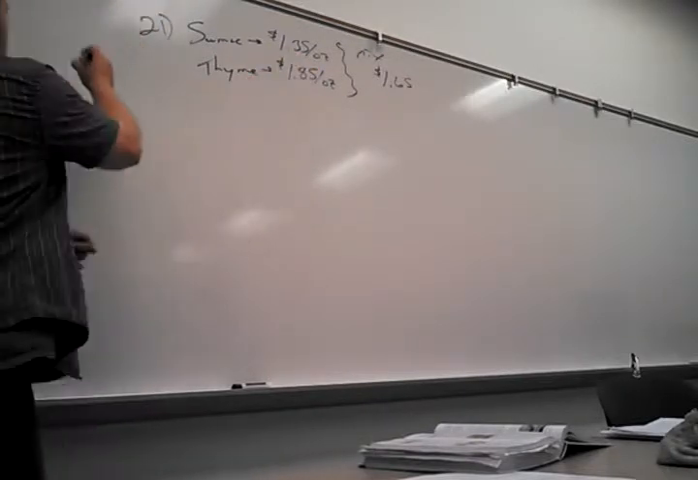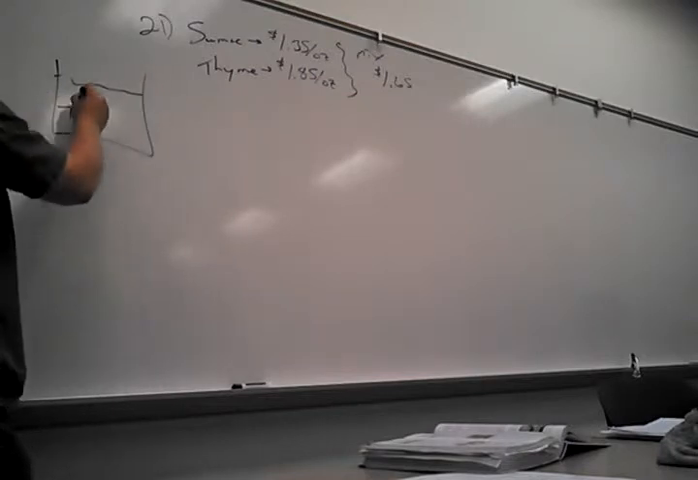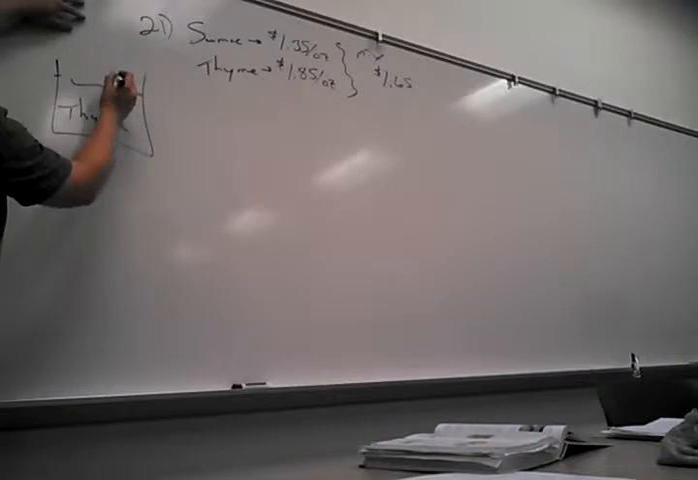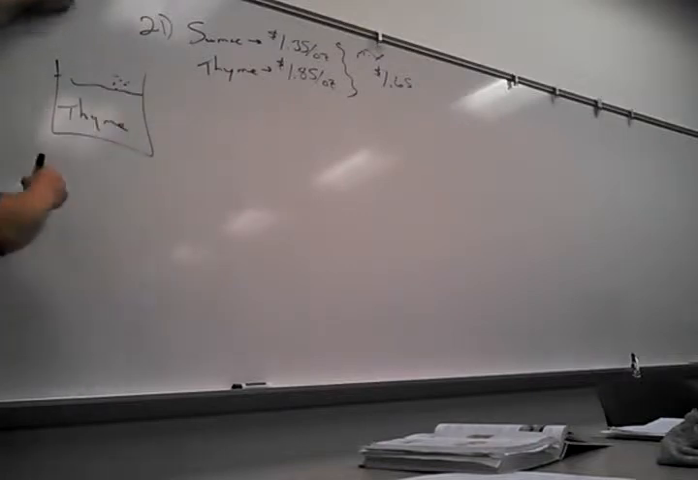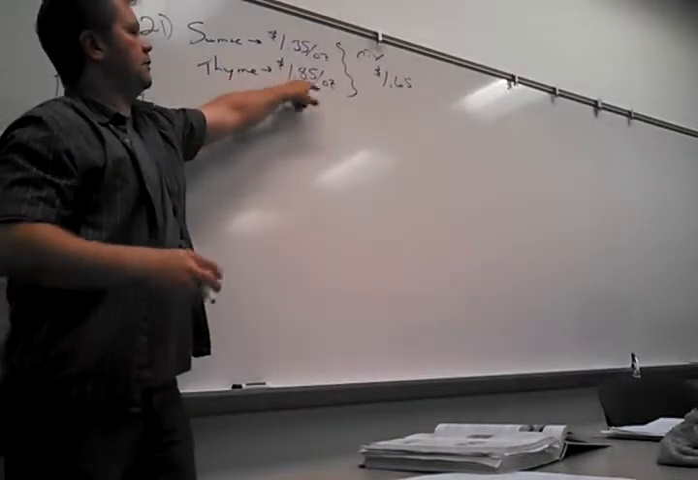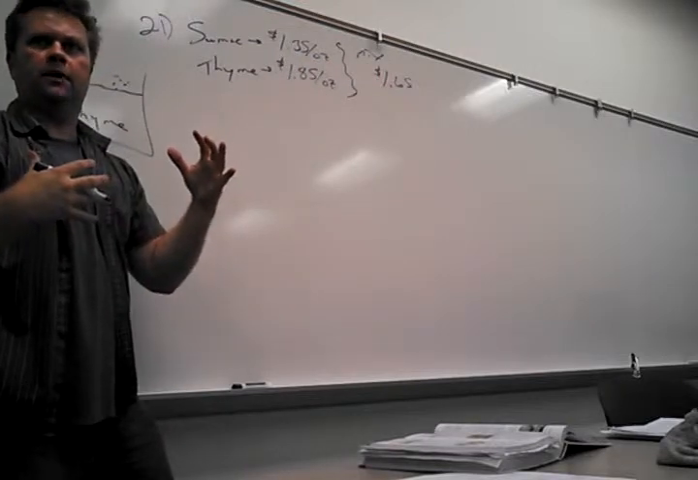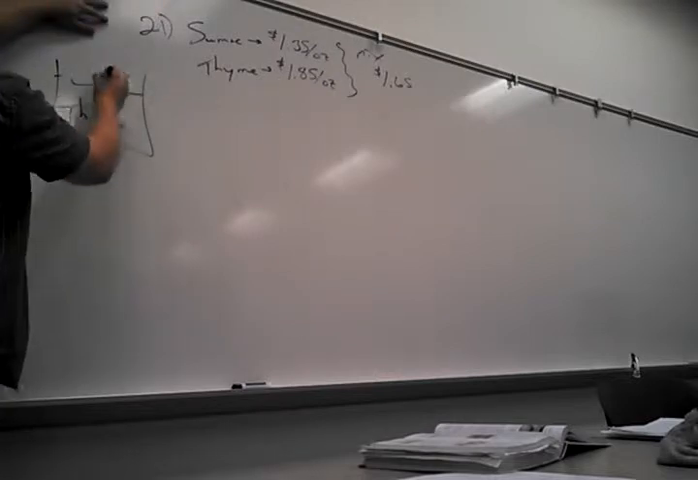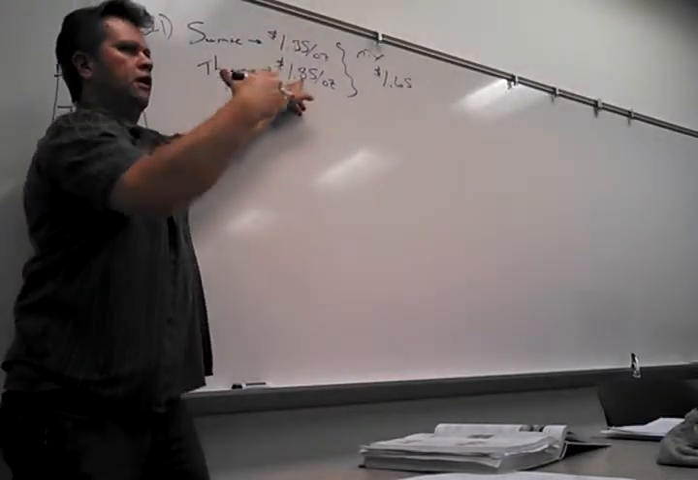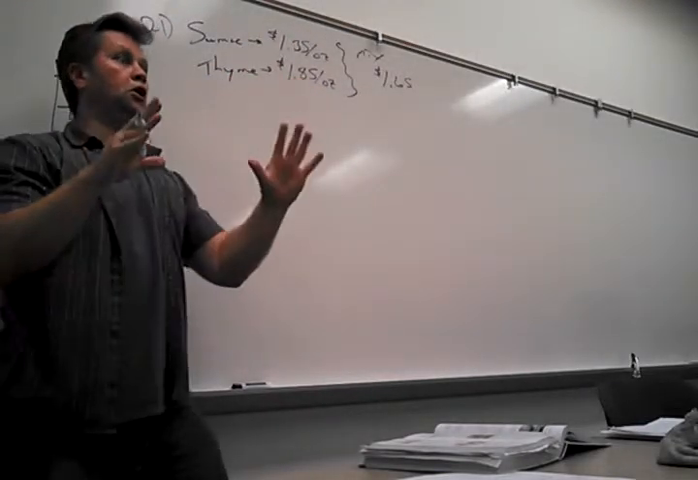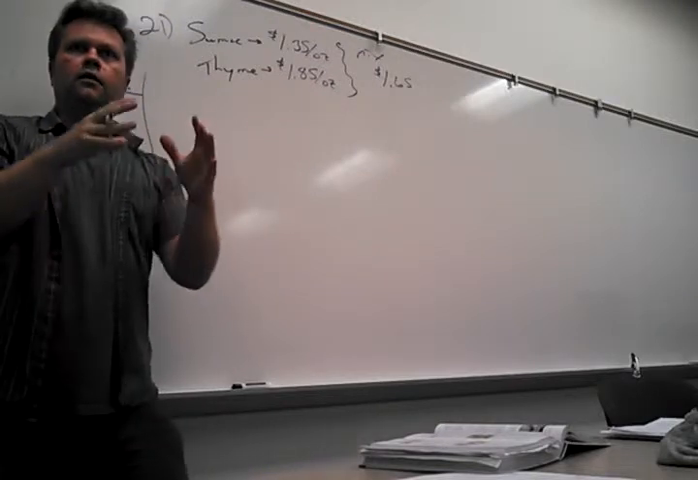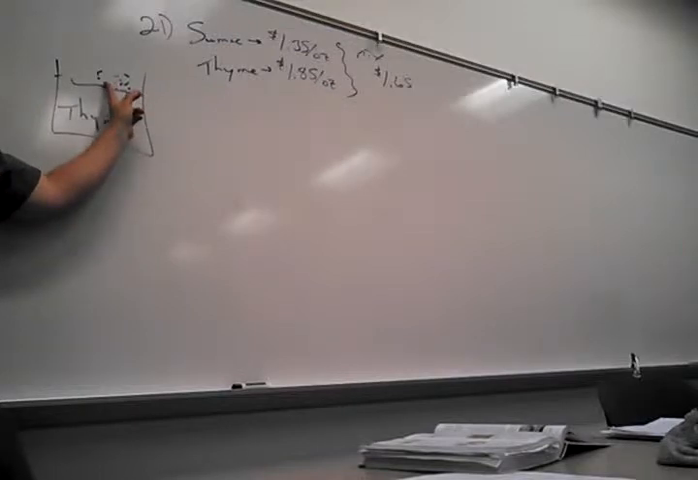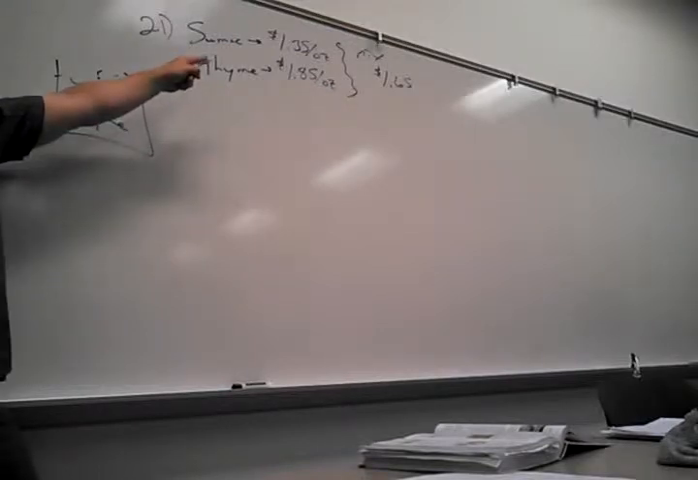So if I have a thing full of thyme, and I just sprinkle some sumac in there, it's going to be like $1.84 now or something. You with me? I'm going to barely dilute it. So the more sumac I put in, the lower the price is going to go. Does that make sense? If it's pure thyme, then that's going to be $1.85. The minute I am diluting it with something else, it's going to decrease that price.